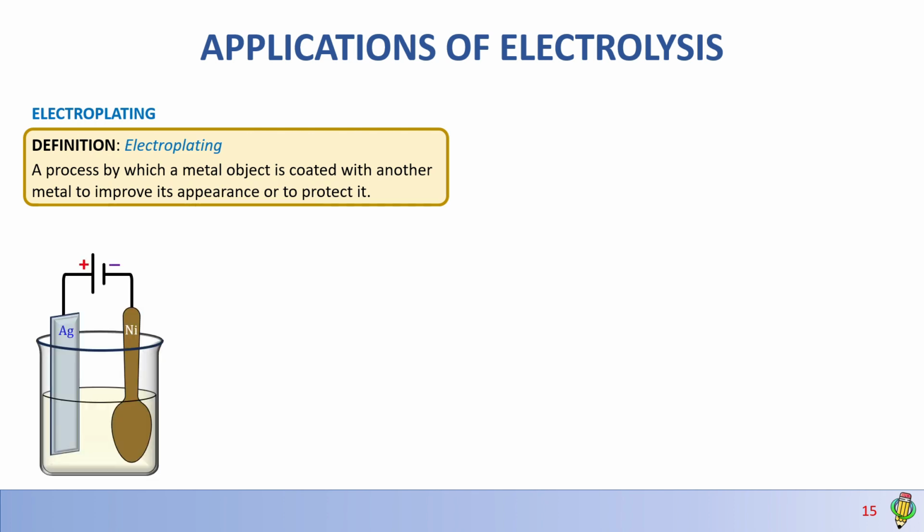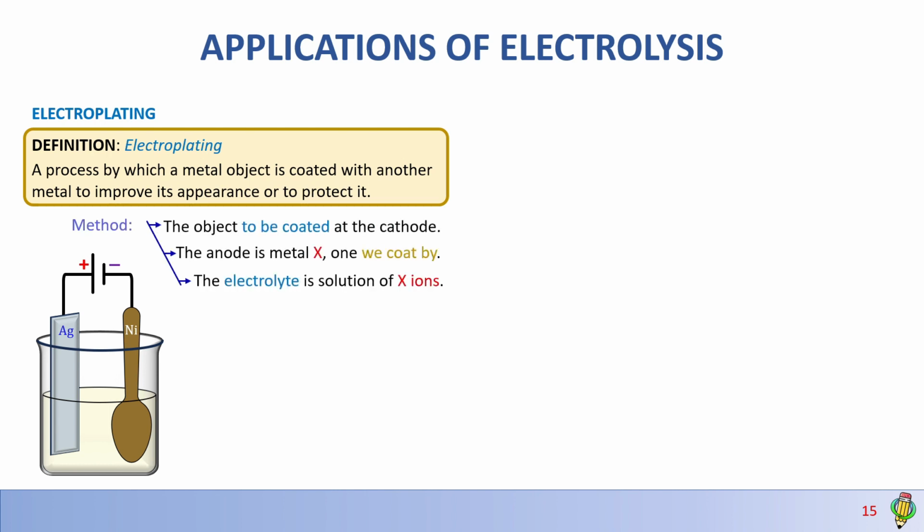Here is the process of electroplating. The object to be coated is placed at the cathode. The anode is metal X, the one you want to coat with. The electrolyte in solution should contain metal X ions. So the focus will only be on metal X, in this case silver metal.